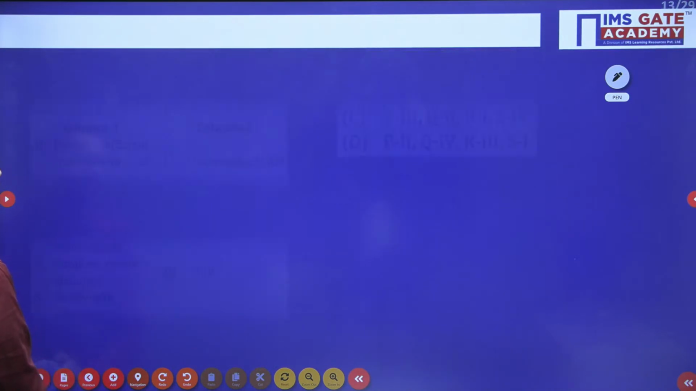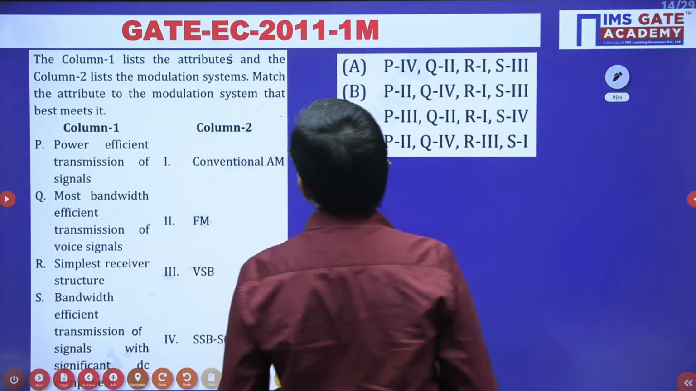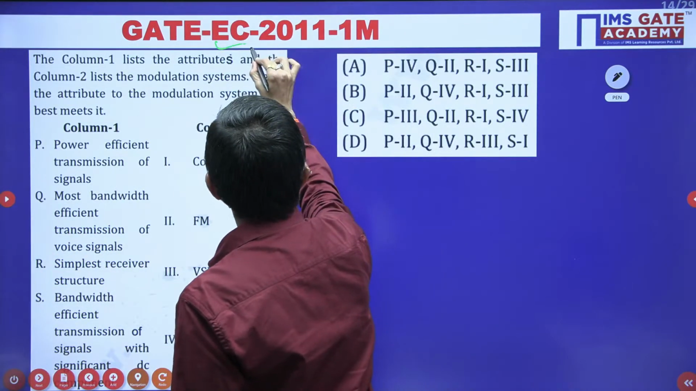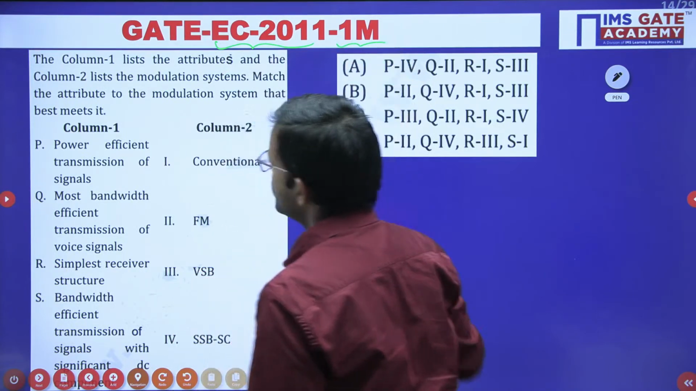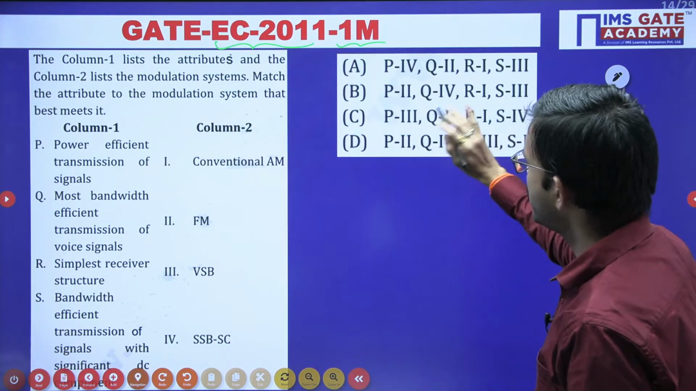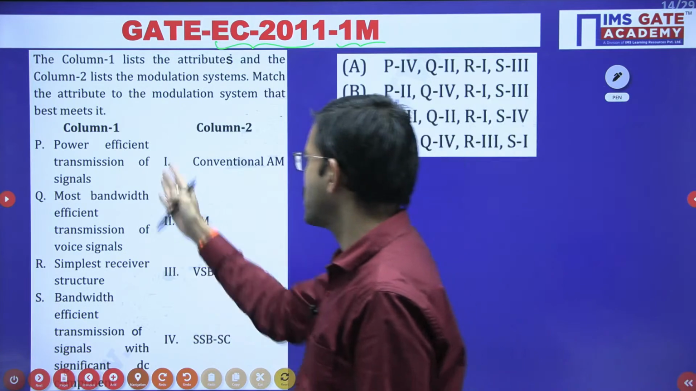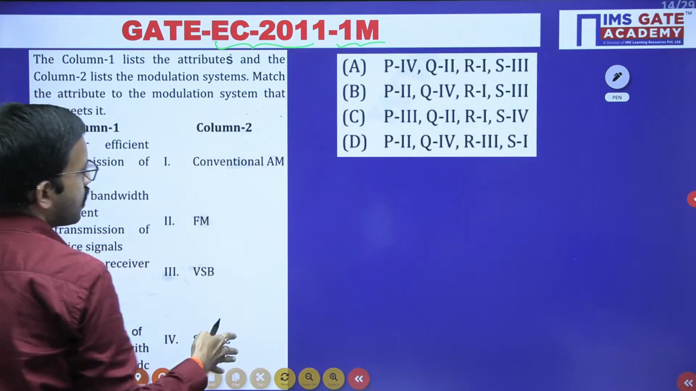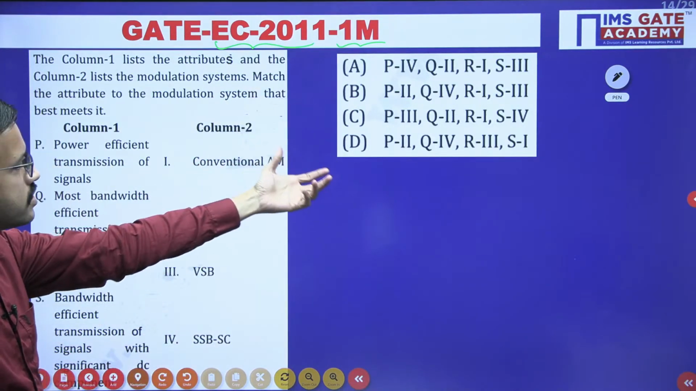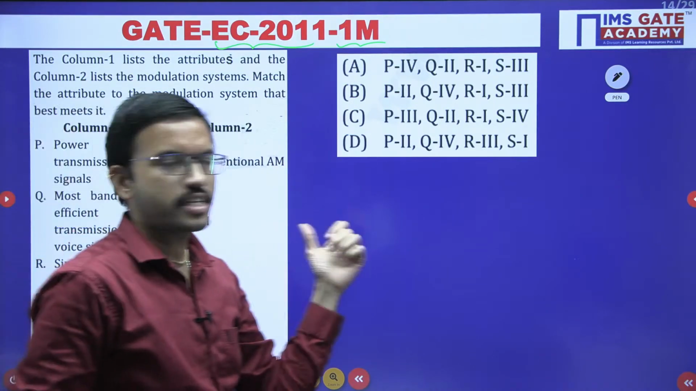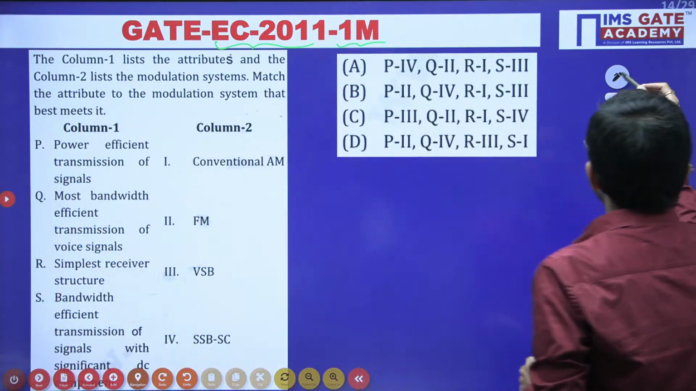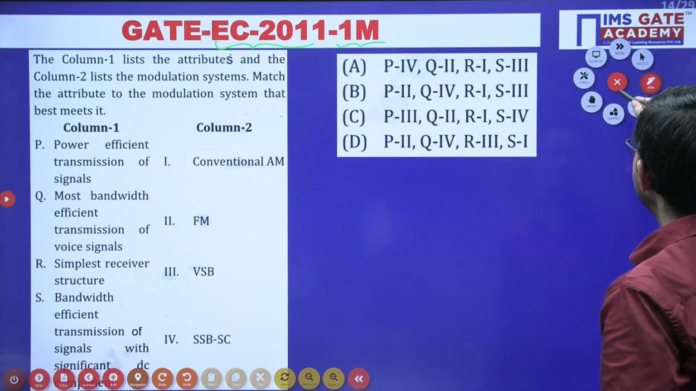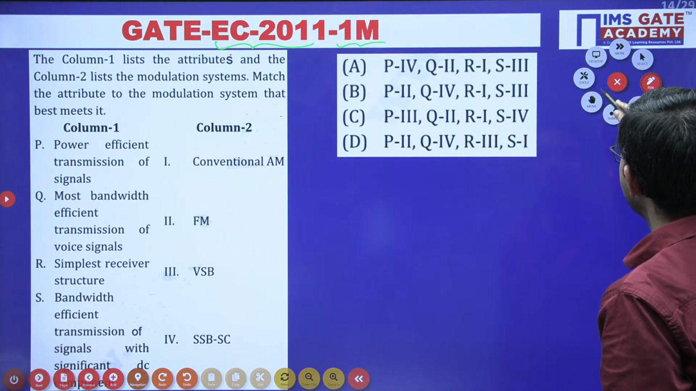Now the last question for today's session. This question was asked in GATE EC 2011 for 1 mark. This is a match the following question, and it is an MCQ only. Here you have column 1 and column 2, and here you have choices. Try to choose the correct one, whichever among the given choices is appropriately satisfying.